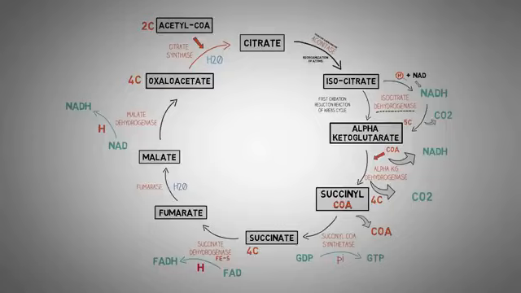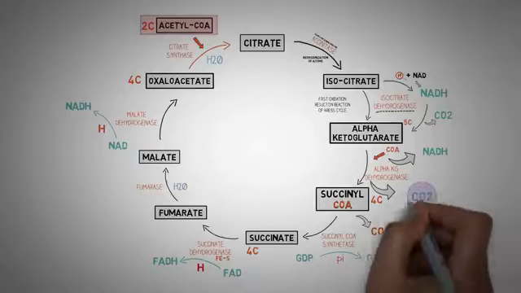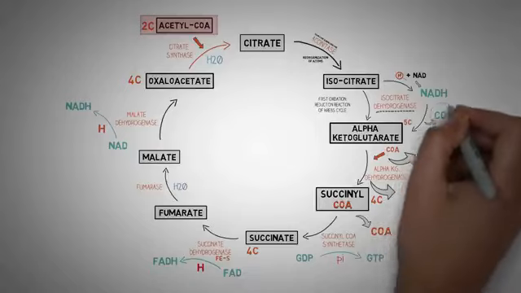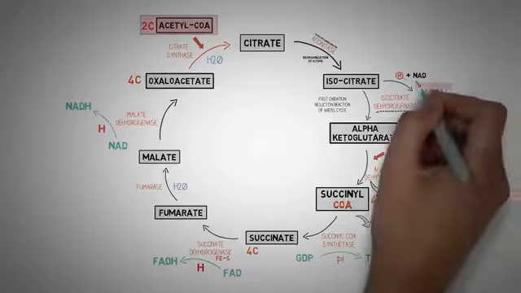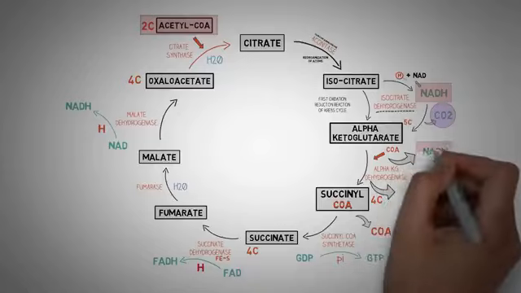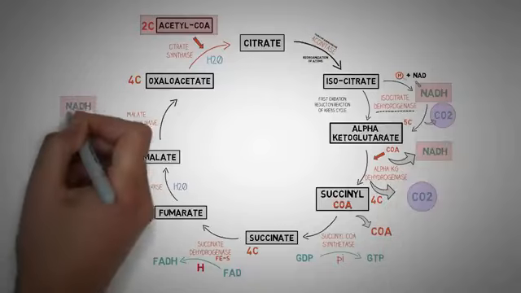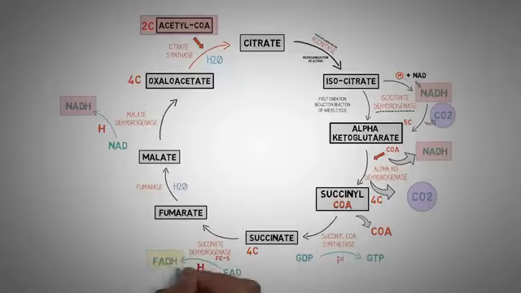Okay, so if we look at the cycle, now you can see that we added 2 carbons to this cycle in the form of a molecule of acetyl-CoA. These 2 carbons were released in the form of 2 molecules of carbon dioxide here and here. In this process of oxidation and reduction, we convert 3 molecules of NAD to NADH, 1 molecule of FAD to FADH, and we converted 1 molecule of GDP to GTP.